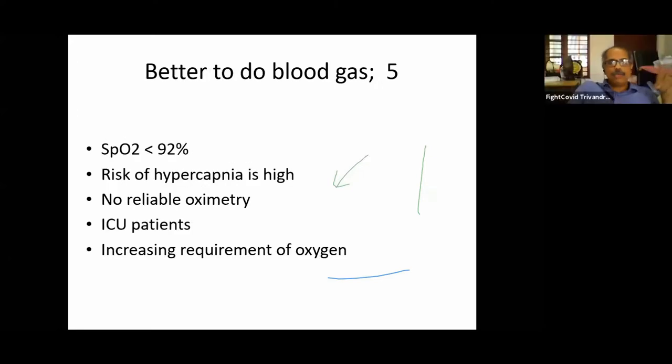So when to do a blood gas? Five things we have to remember. When the saturation is less than 92%, or when the risk of hypercapnia is very high, for example, or the patient has no reliable oximetry, or those patients admitted in the ICU, or the patient has an increasing requirement of oxygen. In all these five conditions, it is always better to go for a blood gas analysis.